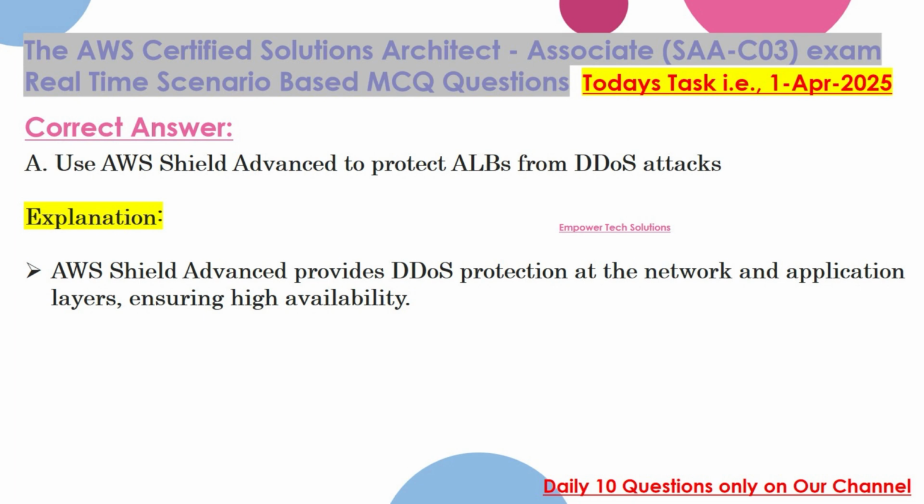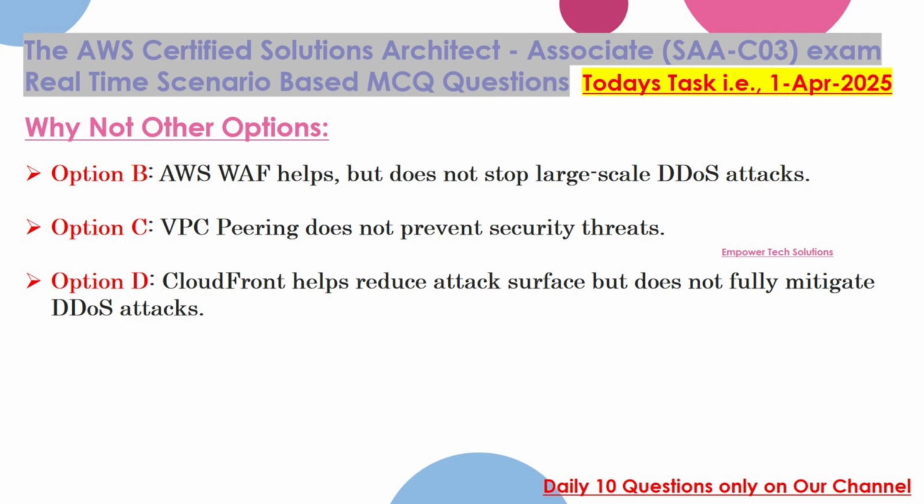Explanation: AWS Shield Advanced provides DDoS protection at the network and application layers, ensuring high availability. Why not other options? Option B. AWS WAF helps, but does not stop large-scale DDoS attacks. Option C. VPC peering does not prevent security threats. Option D. CloudFront helps reduce attack surface but does not fully mitigate DDoS attacks.